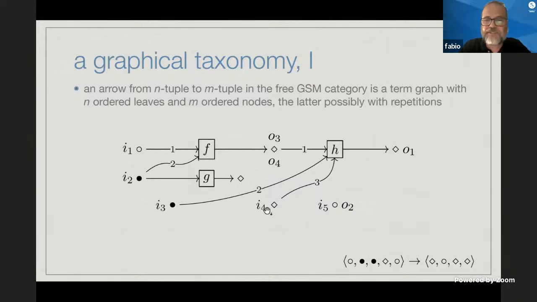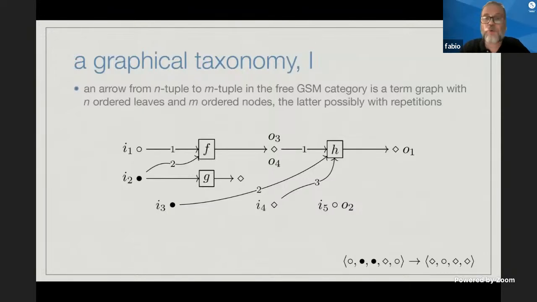And I have this internal node which is used and duplicated, and I end up here, okay? And this one is actually an input, and it's a leaf, but also a root, also an outcome, okay?